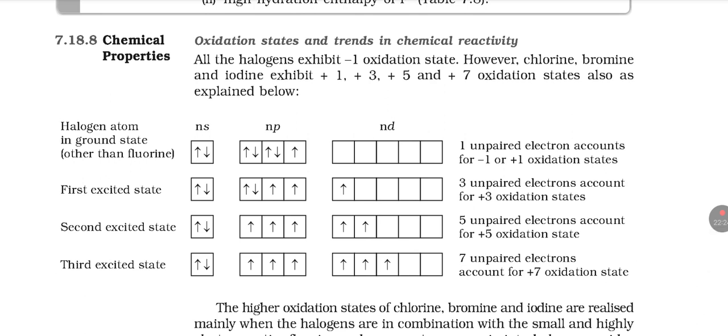Chemical properties, oxidation state and trends in chemical reactivity. All the halogens exhibit -1 oxidation state. However, chlorine, bromine, and iodine exhibit +1, +3, +5, +7 oxidation states also, as explained.